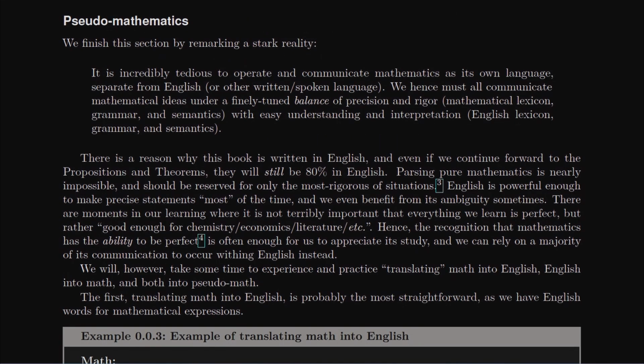In our next subsection, we're talking about something I like to call pseudo-mathematics, which is kind of a stark reality of referring to math as a language. And that's that it's incredibly tedious to operate and communicate mathematics as its own language.